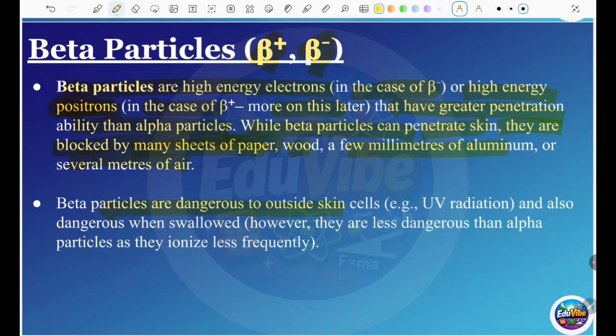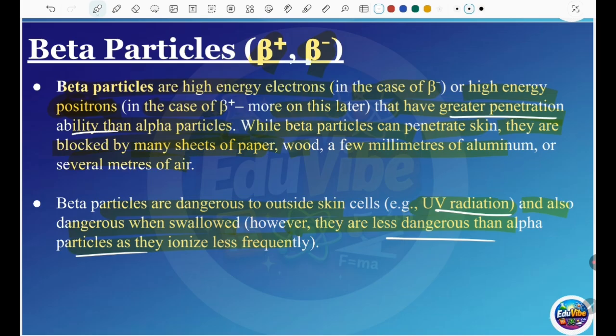What are the side effects? They are dangerous to outside skin cells. At the outside skin cells, this is very harmful. That is like UV radiation. They are also dangerous when swallowed. However, they are less dangerous than alpha particles as they ionize less frequently. So that's why it is said that these have a greater penetration ability, but are not as dangerous as the alpha particle, because of only one reason, which is the ionization frequency.